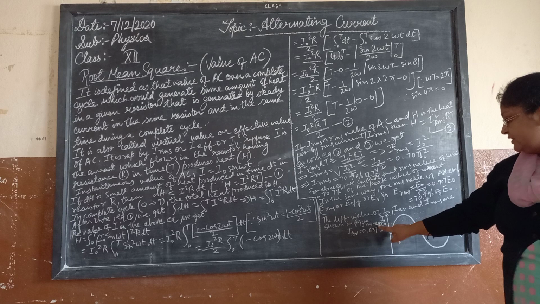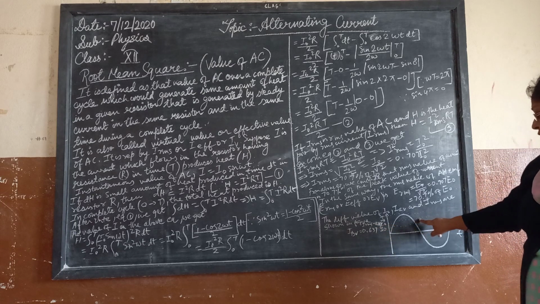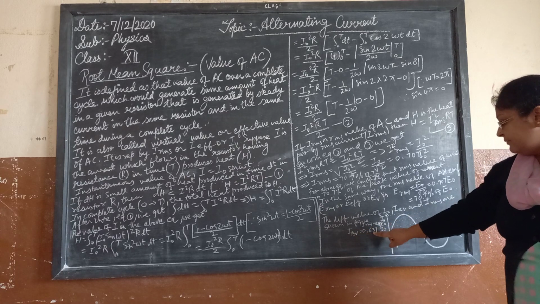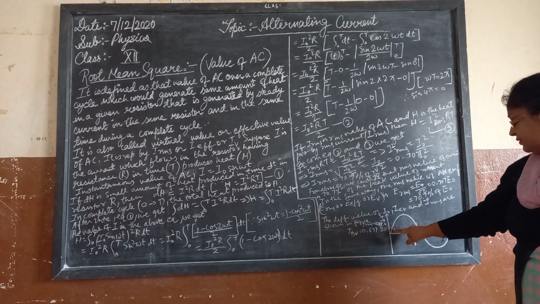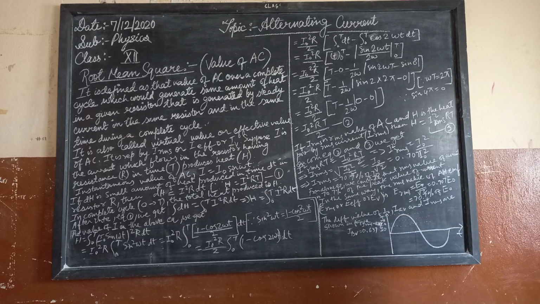Okay, so the difference of I0, IAV and IRMS are shown in the figure. IRMS is the value of 0.707 I0. This is the middle value. This IAV will have 0.637 I0, and I0 will have the peak value itself.